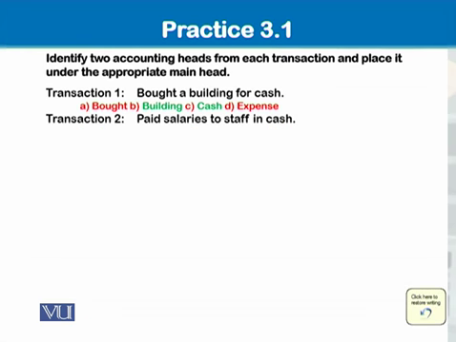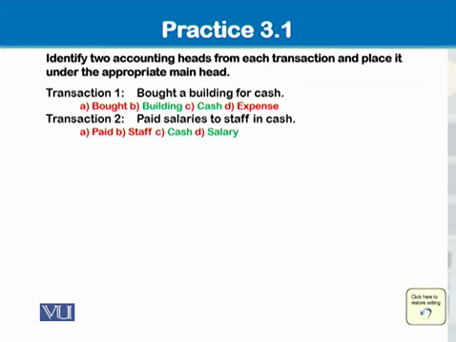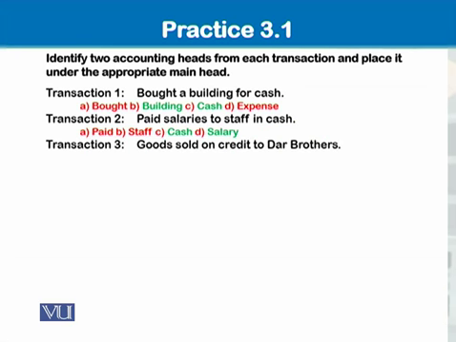Well, next comes paid salaries to staff in cash. We have paid salaries to staff in cash. So remember that cash is one accounting head that is involved in this, and salaries is the second accounting head involved in this transaction.